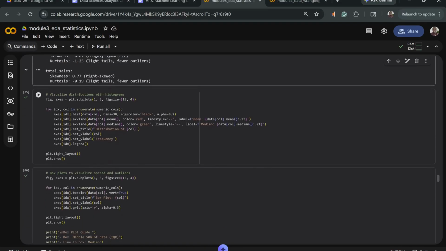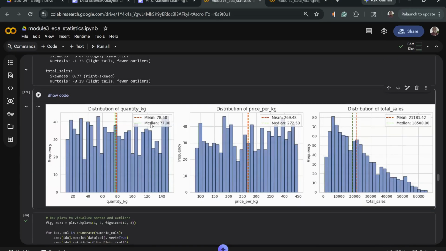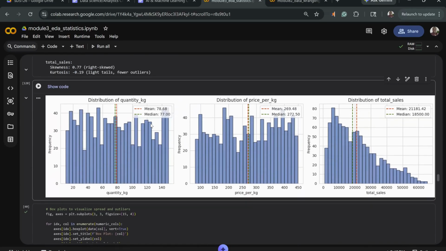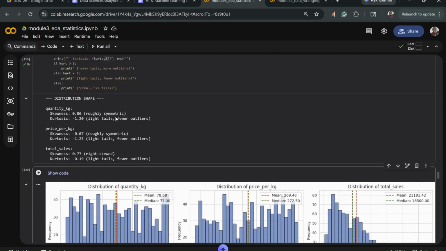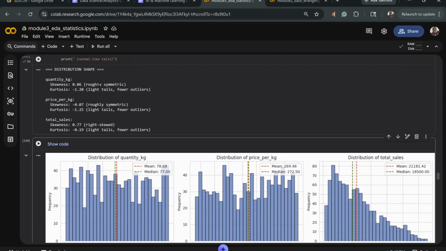Let's quickly see some distributions. I don't want to go through the code now. There's a histogram of quantity. A histogram plots the distribution of numeric data and how frequently it appears in our data. So here we say this is very close to being a normal distribution. Our quantity is roughly symmetric as you can see, and it does not really have a lot of tails. It's light tails here, fewer outliers.